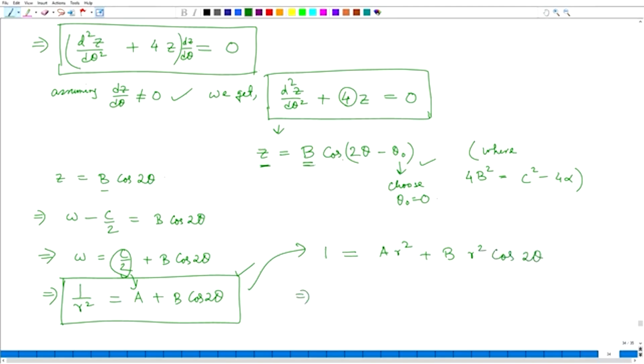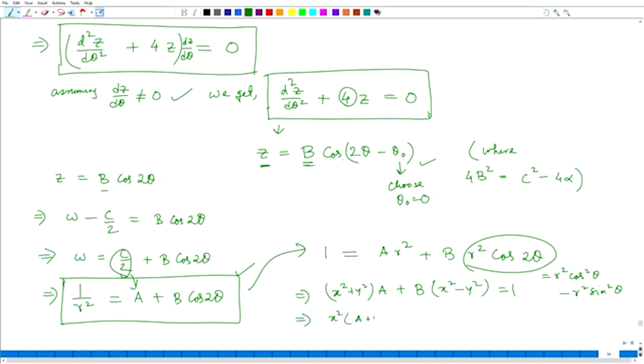Now, r² we all know is x² + y². So, (x² + y²) times a, plus b times r² cos 2θ, which is r² cos²θ − r² sin²θ, that means x² − y². That is equal to 1. So, from that I will have something very interesting: x²(a + b) + y²(a − b) = 1.